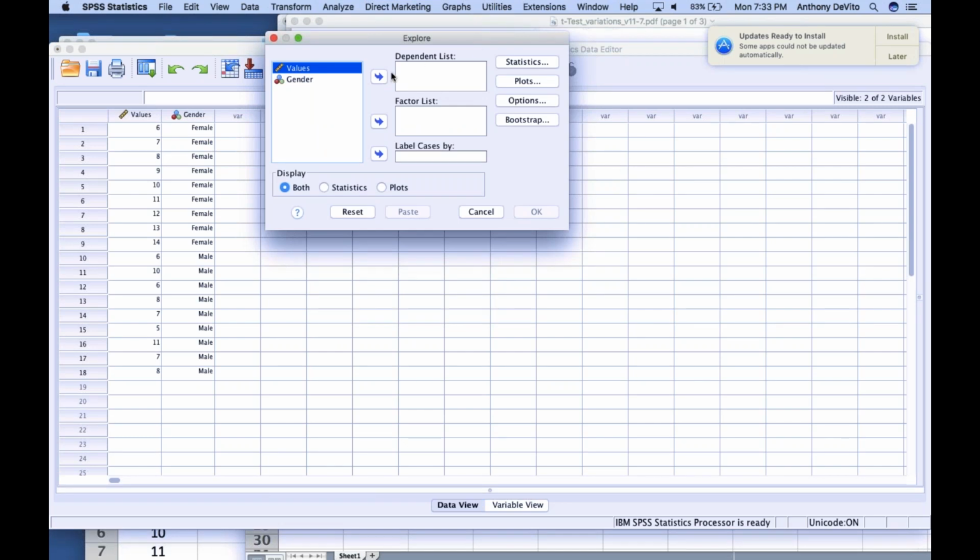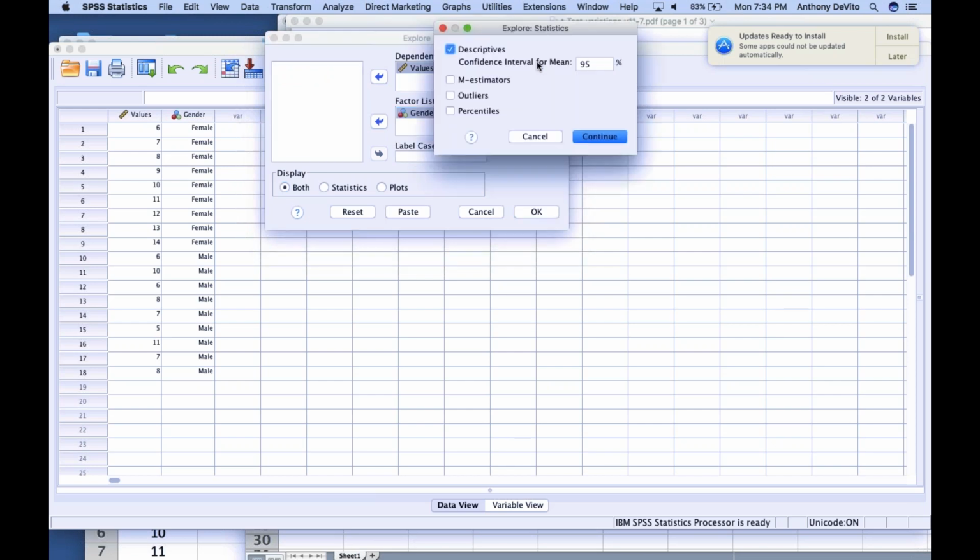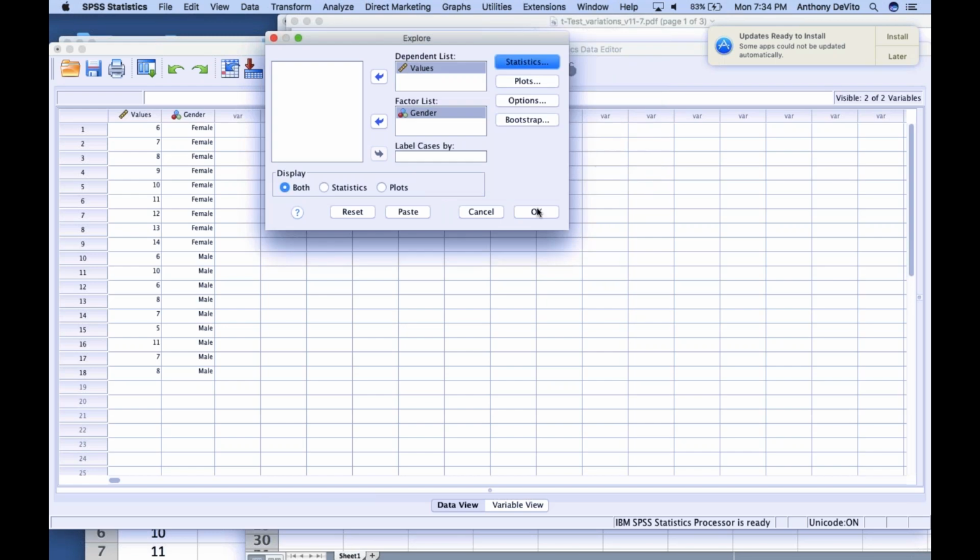So in the dependent list, I put my numerical variable. And in the factor list, the way I want to break it up or factor it, I put gender, for male and female in this case. Okay, it's going to do statistics, calculate a 95% confidence interval, do all the descriptive statistics and so on. I'm going to click OK.